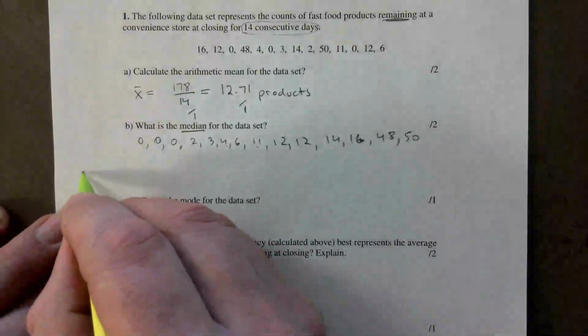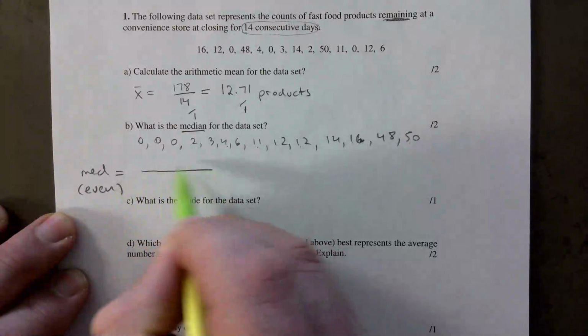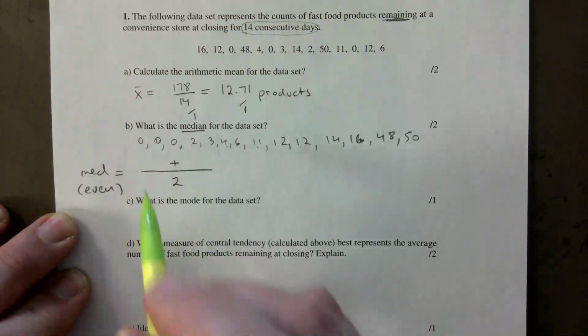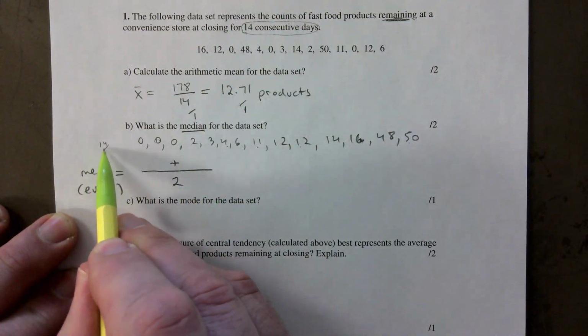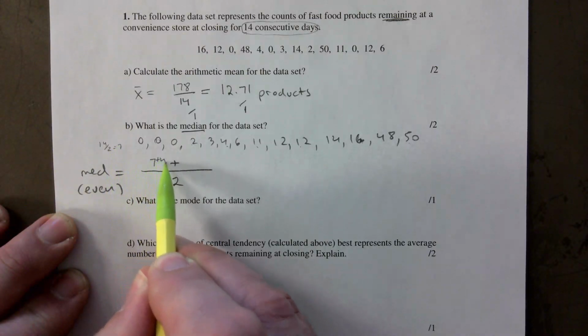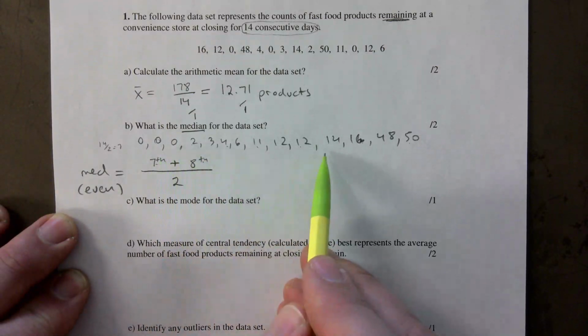Okay, so I would say median. This is an even set, so you're gonna have to add up 2 of these numbers and divide it by 2. Okay, so the shortcut here is take 14 divided by 2. That is equal to 7. So you know you need to grab the 7th value and the one right next to it, the 7th and the 8th value of the arranged set.